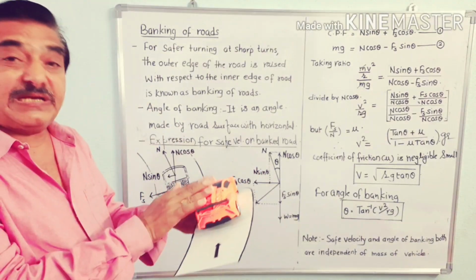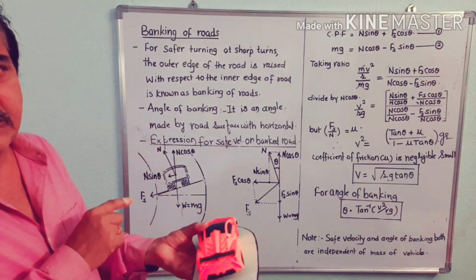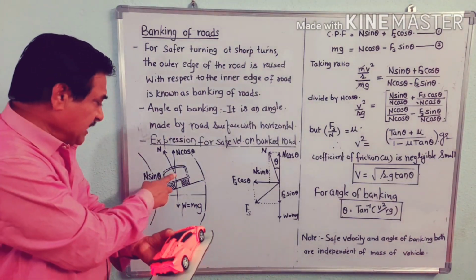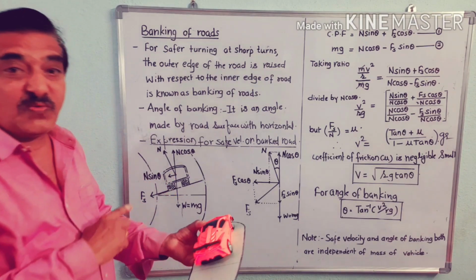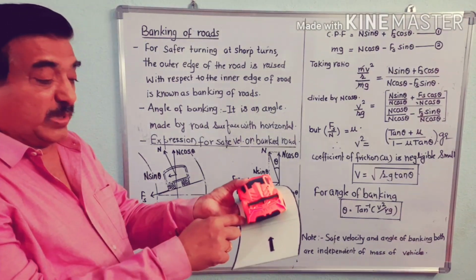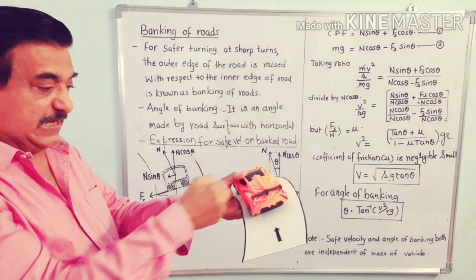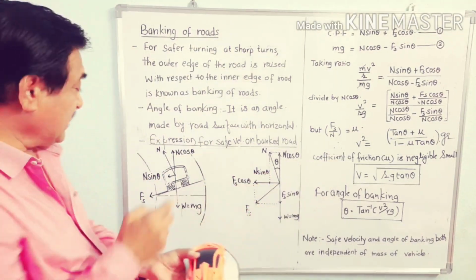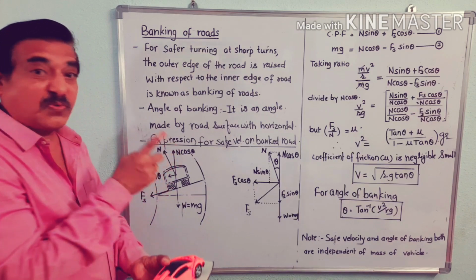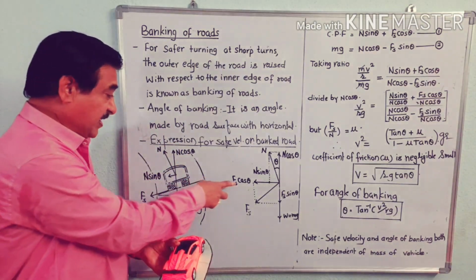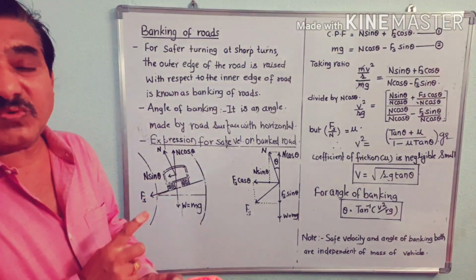It means in these cases, there are two forces which provide the necessary centripetal force. One force is N sin theta and another force is the frictional force between road and tire. So this is the frictional force and this one is N sin theta. Combined, both N sin theta and the component of Fs, that is Fs cos theta, provide the necessary centripetal force.